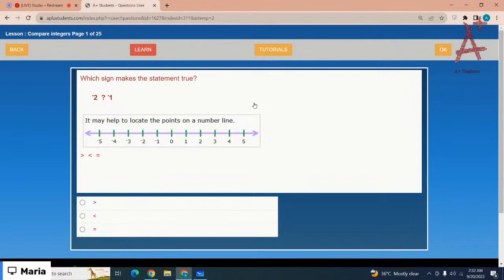Can you guys please focus on the lesson we're working on? Which sign makes the statement true? No one is answering the question I'm asking. You guys just keep asking questions and not answering the one I'm asking.